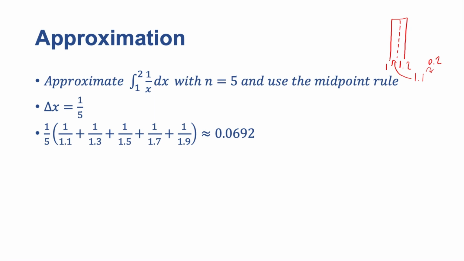So that's what we can see here in this sum. We have 1/5 times (1 over 1.1 plus 1 over 1.3 plus 1 over 1.5 plus 1 over 1.7 plus 1 over 1.9). Of course, we need to put each under 1 because our function is 1 over x. And if we sum all of that up and then multiply it by 1/5, we're going to get something that is around 0.0692. And you can go to more decimal places. It probably depends on the calculator that you're using. But this is a reasonable approximation for what we're looking for here.